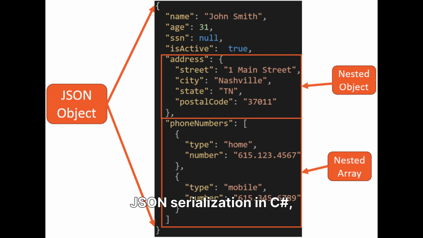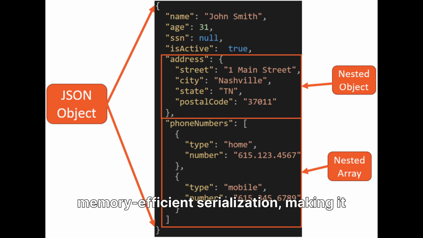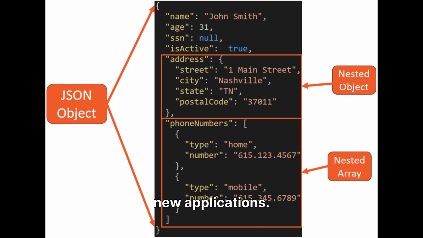JSON serialization in C#, powered by the System.Text.Json namespace, is highly regarded for its simplicity and broad support across platforms. Introduced in .NET Core, System.Text.Json offers high-performance and memory-efficient serialization, making it the recommended choice for new applications. Its native integration ensures developers can easily convert objects to JSON and back, facilitating seamless data handling.